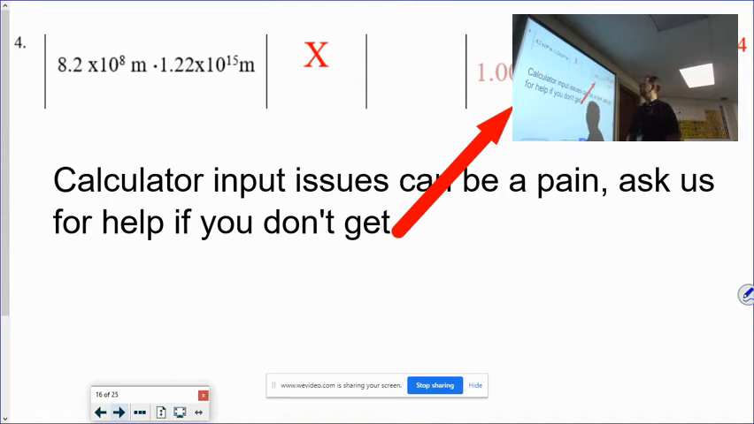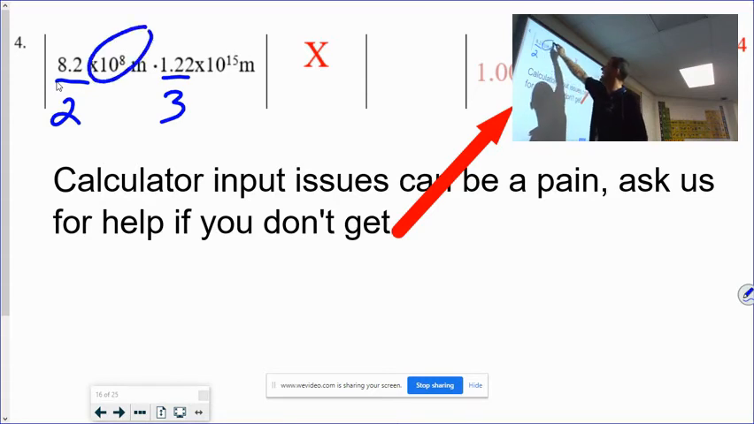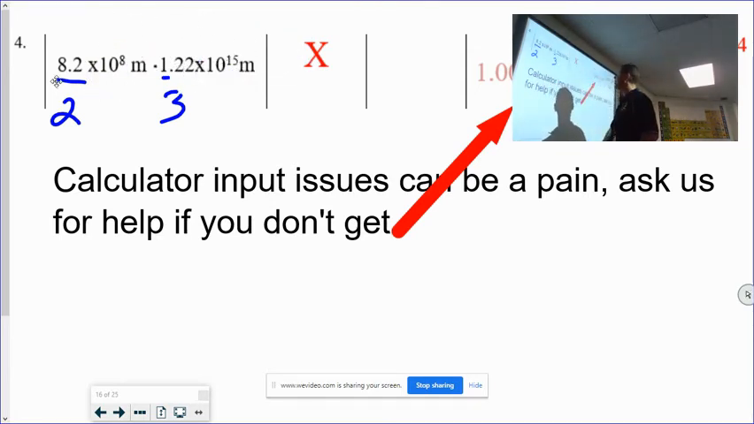In this problem, you take these numbers, realize this is the one that's got the significant digits in it. This is the one that's got the significant digits. So we got 2 digits there. We got 3 digits there. We do not look at the times 10 to the 8th or times 10 to the 15th as significant digits. We just simply don't do that. We do multiply them into the problem.